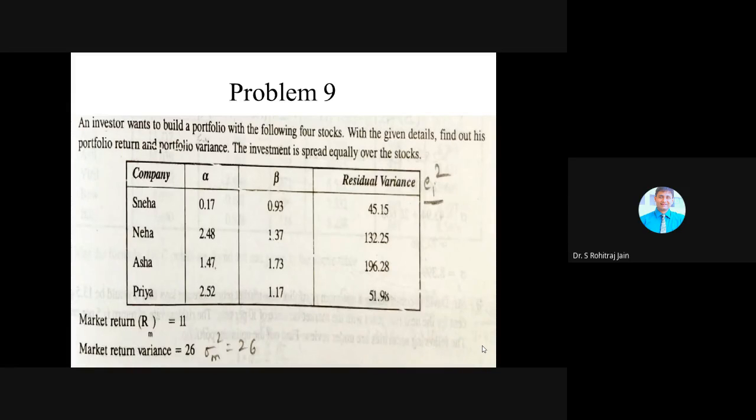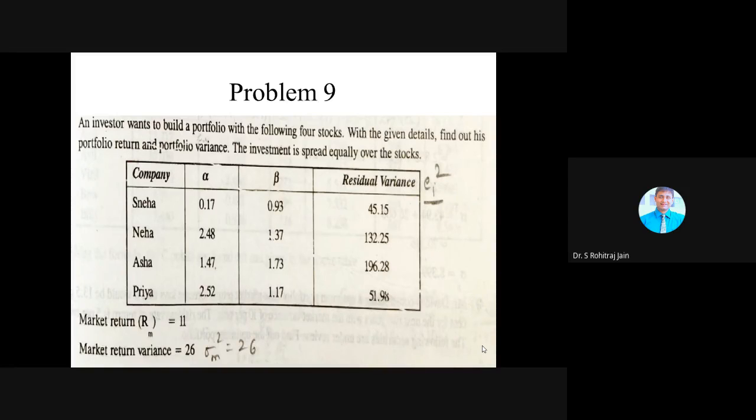An investor wants to build a portfolio with the following 4 stocks. Which are the 4 stocks they have given? Just for example, if your name is there, please don't mistake. You can say Sneha, Neha, Asha, and Priya. These are the 4 stocks. With the given details, find out the portfolio return and portfolio variance.